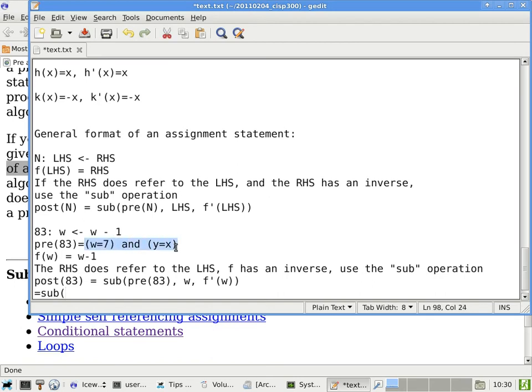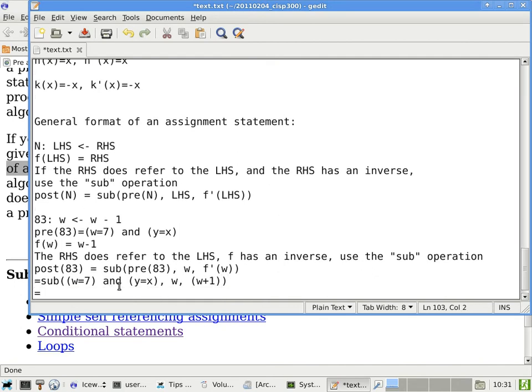Well, pre-83 is given to us like this. And then I'll just keep the rest. Well, what is f prime of w again? W plus 1. W plus 1. Okay. Can everybody see how I went from this step here to the second step? The first thing that I did was pre-83 is expanded as it was defined. The second thing that I did was f prime of w becomes w plus 1, because f prime being the inverse function of w minus 1 is w plus 1.